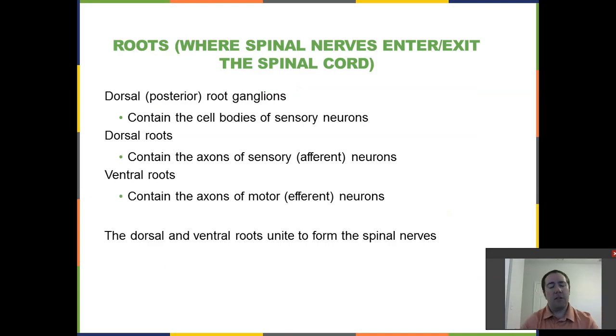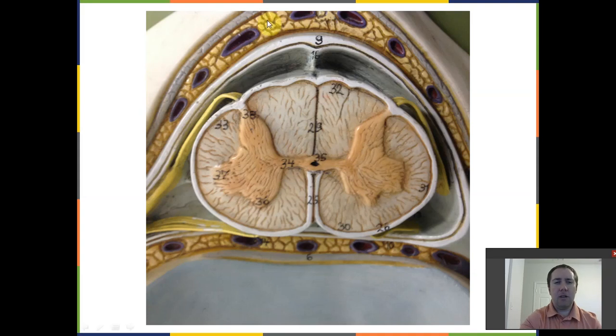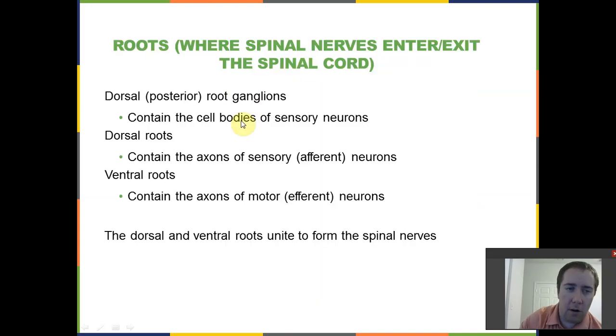Some other structures associated with the spinal cord are the roots. So this is where the nerves are going to come into and leave the spinal cord. So if I go back, you can see there's these little, they look like Laffy Taffy or something coming out of the spinal cord. Those are nerves. And so where they attach are called the roots. And so where the nerve attaches on the dorsal side, that is the dorsal root. Where the nerve attaches on the ventral side is the ventral root.